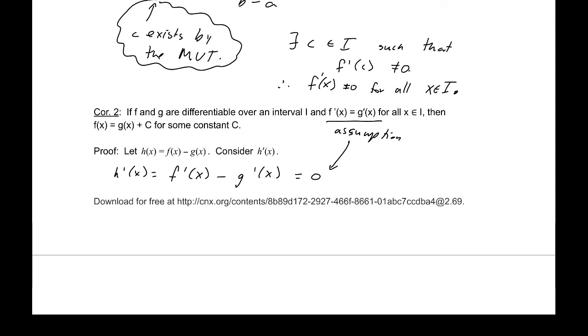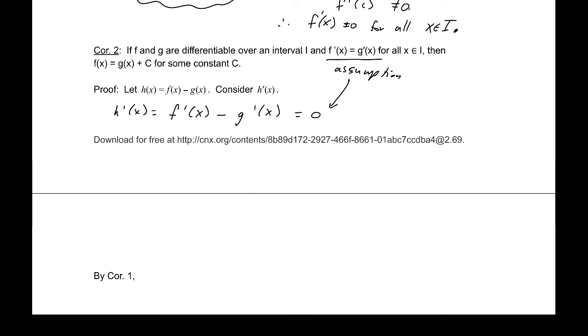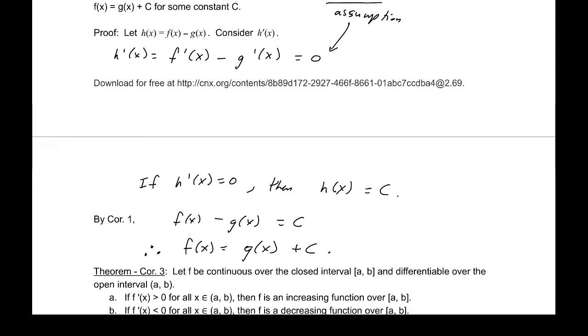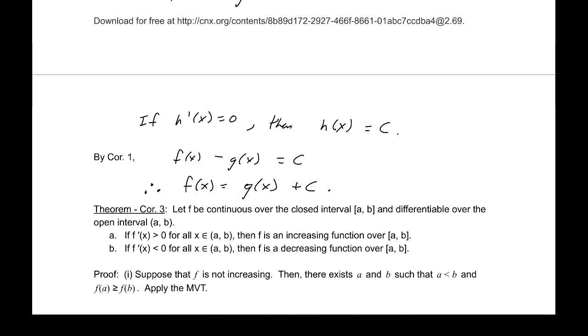All right. So by our first corollary, corollary 1, if h prime of x equals 0, then h of x has to equal some constant. Well, h of x is f of x minus g of x. So that must be some constant, meaning that f of x equals g of x plus c, as we were trying to show. All right, theorem, corollary 3.